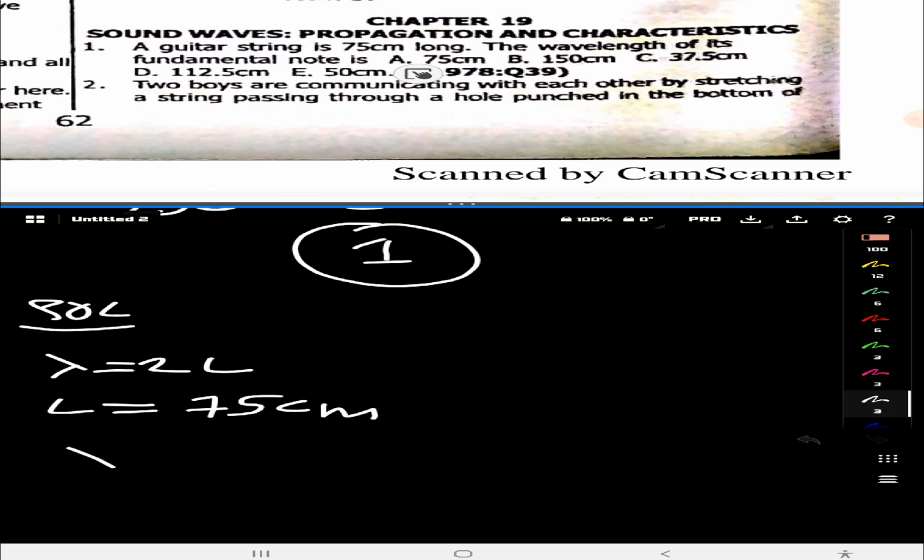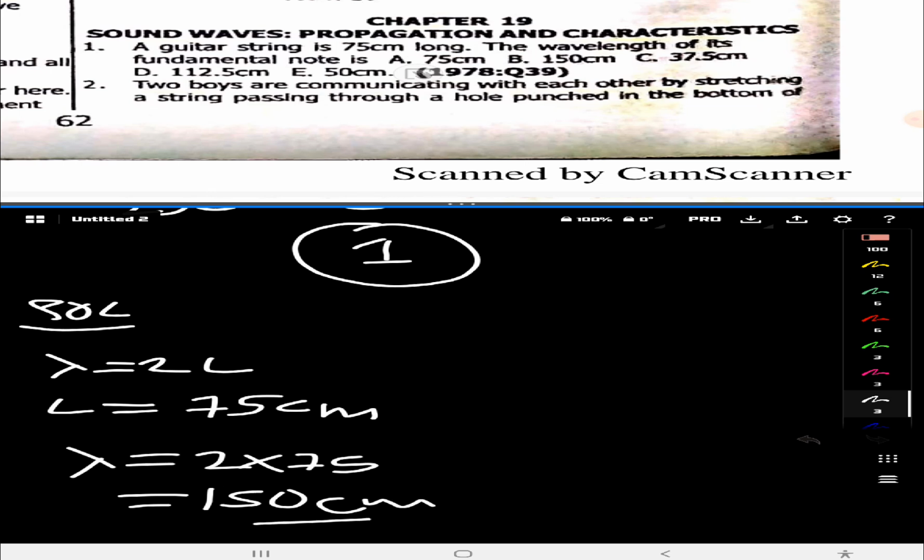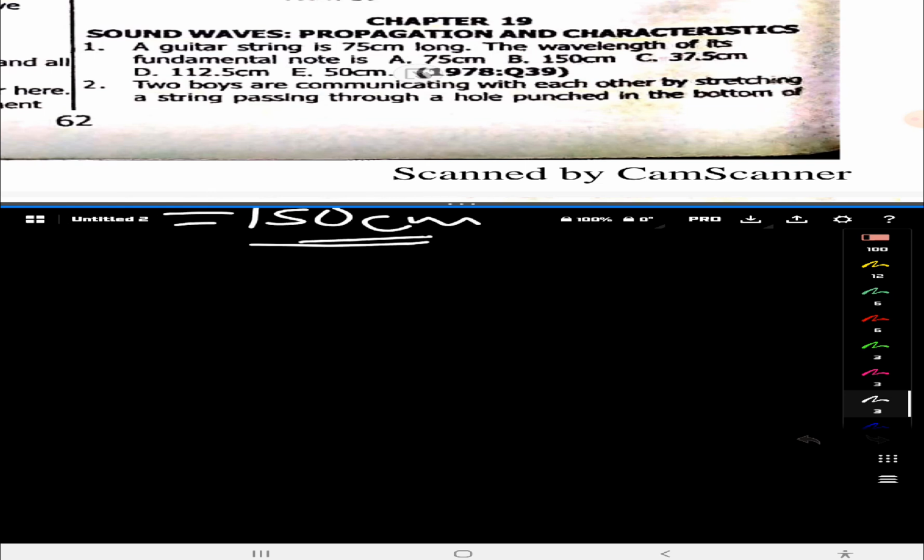You say wavelength will be 2 times 75, which is 150 centimeter. You don't need to go far. So for number one, the answer is 150 centimeter. We'll go to the next one, number 2.